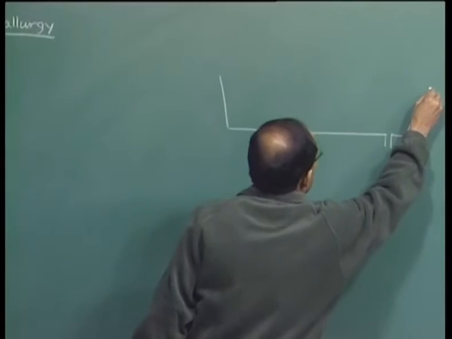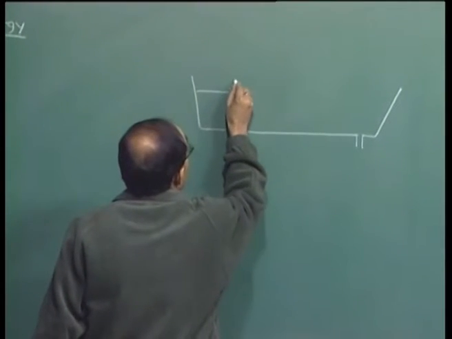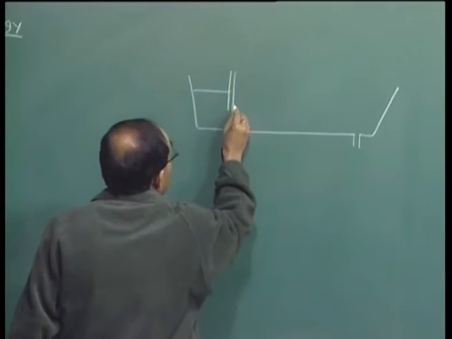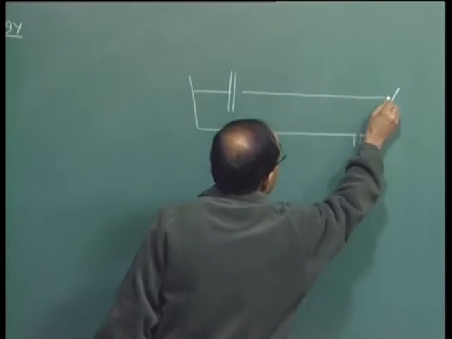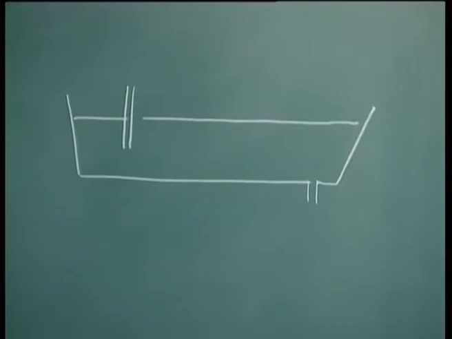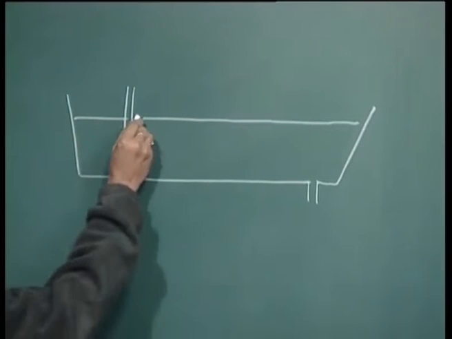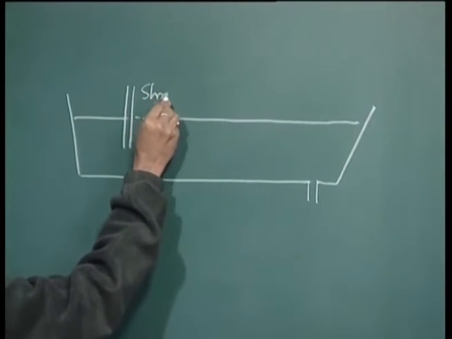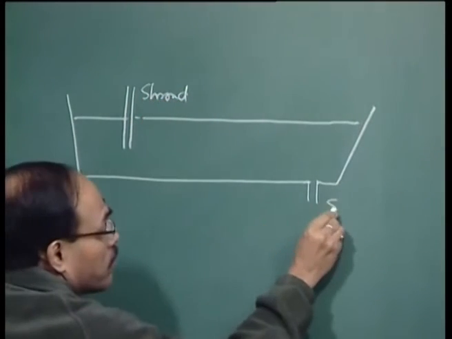Now, let me draw again a simple single strand slab casting tundish. I have already mentioned why we have only a single strand in a slab caster tundish, while multiple strands in billet or bloom casting. So, this is our shroud and this is the strand.